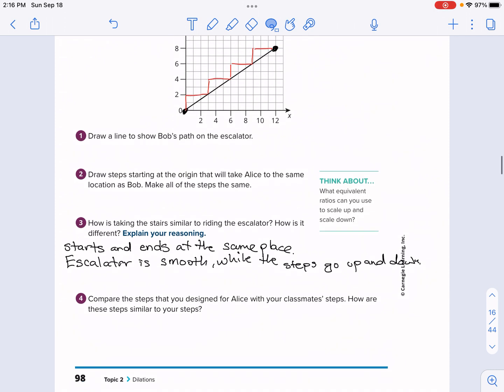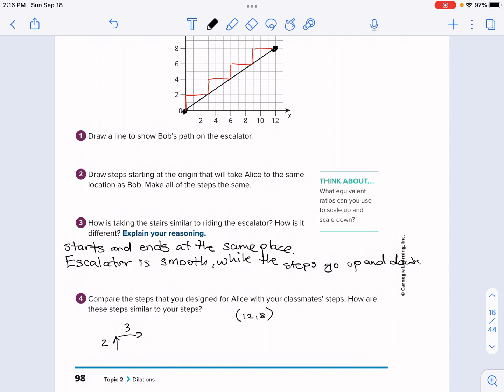And then number 4, compare the steps that you designed for Alice with your classmates. This we're not really going to do, but how are these steps similar to your steps? Instead of that, what we're going to put is what are some other things that we could have done to get from the origin to the coordinate 12, 8. So we went 2 up and 3 right. Now, what else could we have done? We could have also done pretty much anything that can divide the coordinate 12, 8.